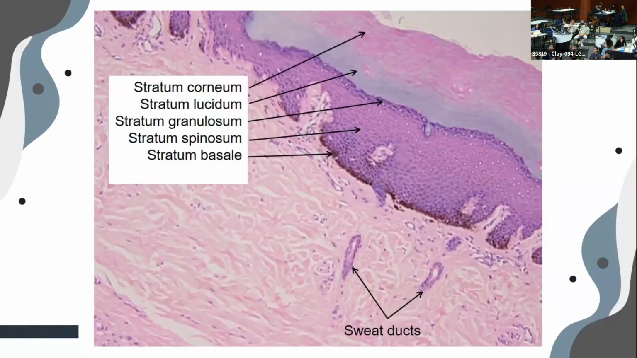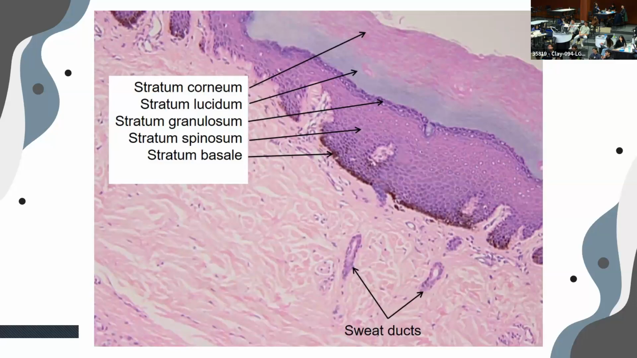So histologically, that's what it looks like. So you can see your stratum corneum, lucidum, and spinosum tend to be a lot thicker, whereas your granulosum and your basale are thinner layers. And you'll notice below that you have your dermis, which contains things such as your sweat ducts and other parts that are necessary to your skin.